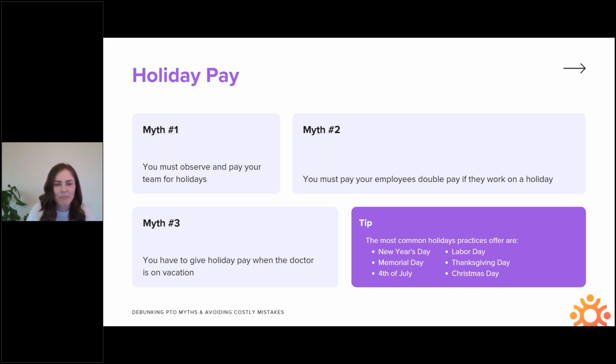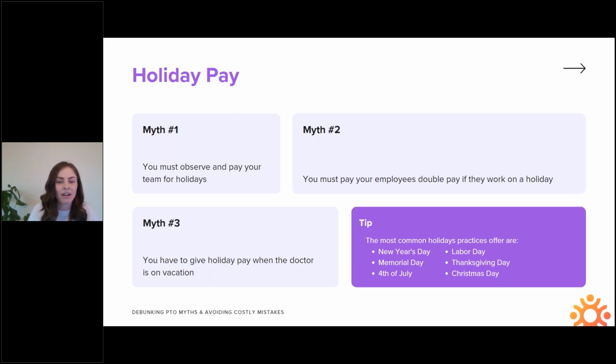They are purely myths. They are not legally required. You don't have to give your team holidays. Of course, like I mentioned before, it's always helpful to. We do recommend that you give paid holidays, but again, you want to make sure you're deciding based on what your practice can do. So if you want to pay double time or time and a half, you can. If you want to give holidays, you can.